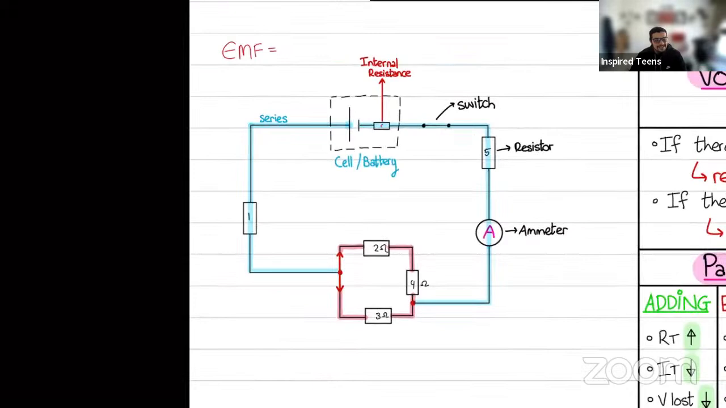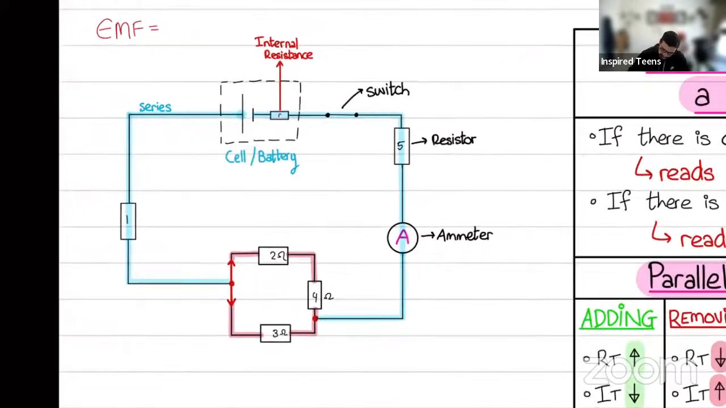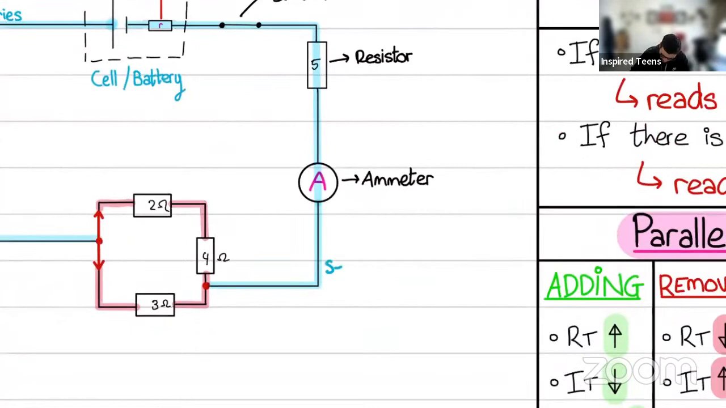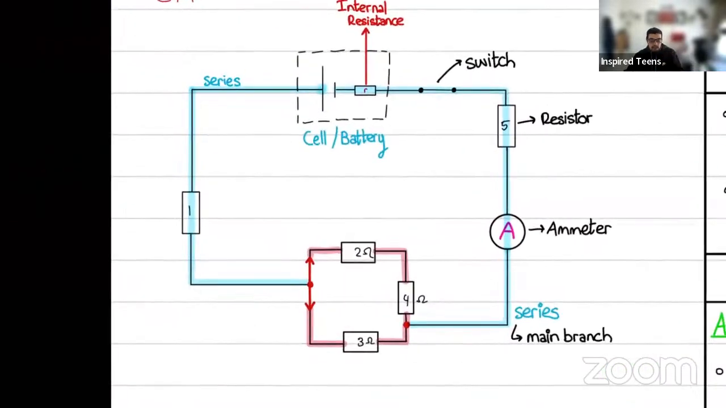Okay, so what's in blue is the series part of the circuit. It is also known as the main branch. Okay, that's important. The series is also known as the main branch. So when we refer to the main branch, it's anything that's on the series circuit. That's how we distinguish between the series part and the parallel part.